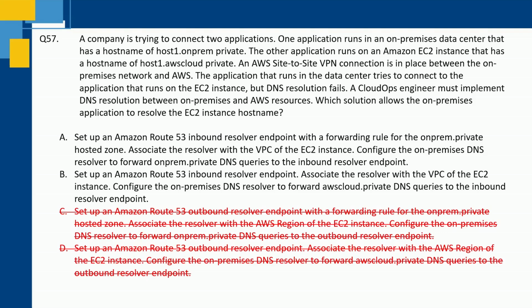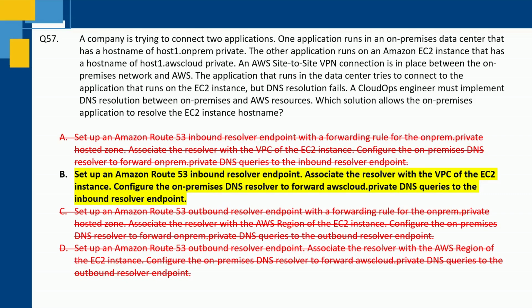An inbound Route 53 resolver endpoint accepts DNS queries that originate outside AWS, for example, on-premise, and forwards them into your VPC. Now, option A involves setting up an Amazon Route 53 inbound resolver endpoint with a forwarding rule for the onprem.private, which is incorrect as it already knows about its own namespace and you need the ability to resolve awscloud.private, which is what makes option B the correct choice. Folks, as you would have seen, elimination approach made this question very easy. So always try to follow this approach where possible.